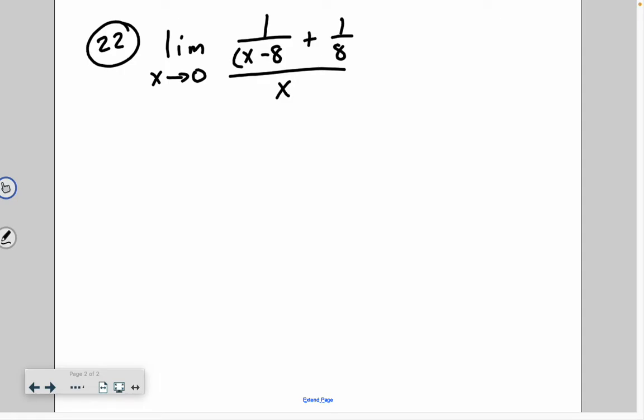Look at x minus 8 as one of your factors. Look at 8 as the other one. Multiply one fraction by the other denominator. Multiply the second fraction by the first denominator. Okay? Just multiply by the opposite denominator. So for example, in the first fraction, I'm going to multiply top and bottom by 8. In the second fraction, we're going to multiply top and bottom by x minus 8.